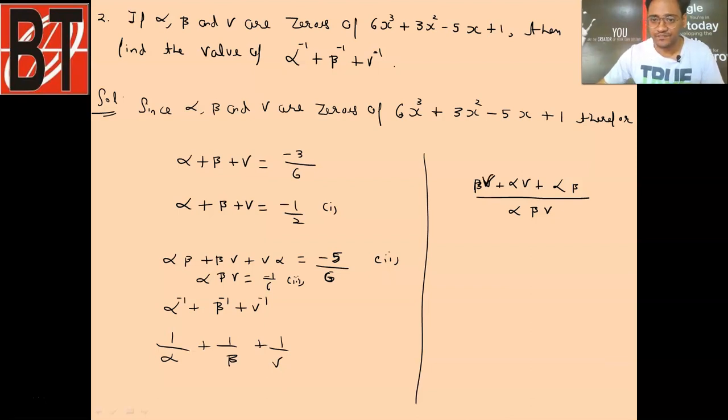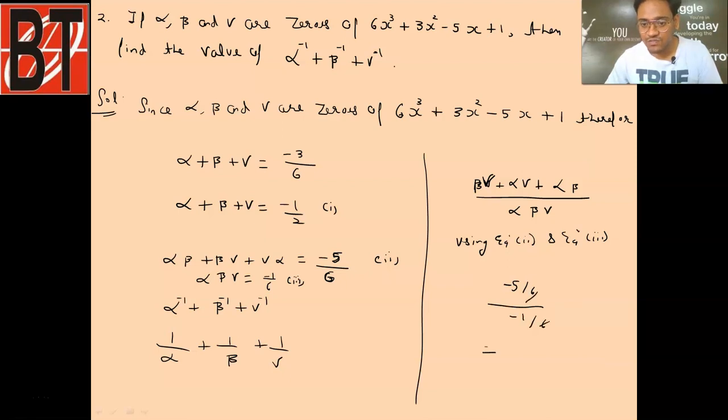Okay, so using equation 2 and equation 3, can I write in the place of this beta gamma plus gamma alpha plus alpha beta minus 5 by 6. So in the numerator we have minus 5 by 6, and the denominator alpha beta gamma is nothing but minus 1 by 6. So 6 will get cancelled out, minus 5 upon minus 1, the answer is plus 5. So students, the required answer of this question is plus 5. Clear? Let's have the next one.